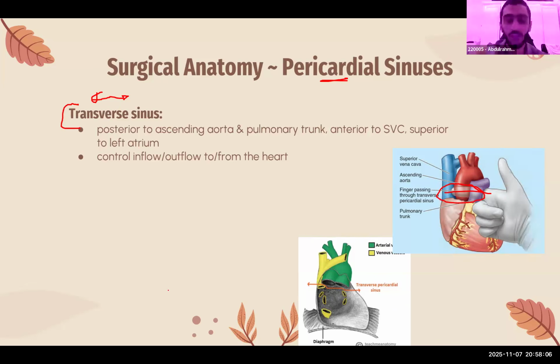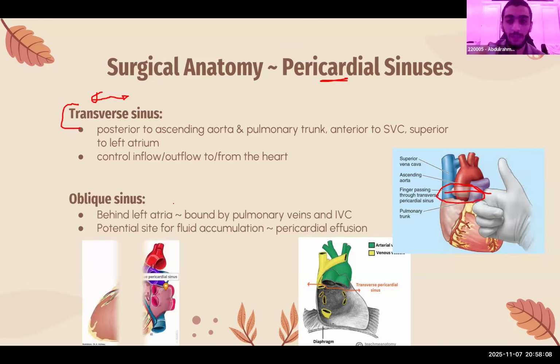And then there is an oblique sinus, which is, I'd say, less important because it's a physiological sinus. It's located behind the left atria and it allows the atria to grow and then to contract. Okay, so it's basically just a space that allows the atria to grow and move around. However, it's a site where fluid can accumulate because it's a space.